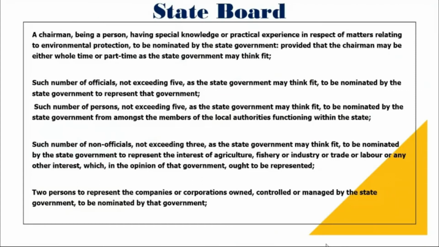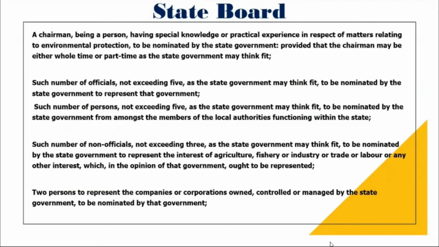So under this act, the state boards are to be framed. If you remember the scheme of framing, there are 17 members of the state pollution control board. The same is implemented here. So there is a 1 plus 5 plus 5 plus 3 plus 2 plus 1 scheme. The first one is the chairman, the person who has special knowledge and practical experience with respect to environmental protection, nominated by the state government. Then five members whom the state government may think fit to nominate to represent the government.